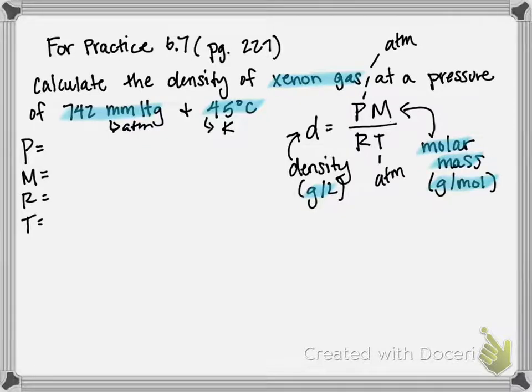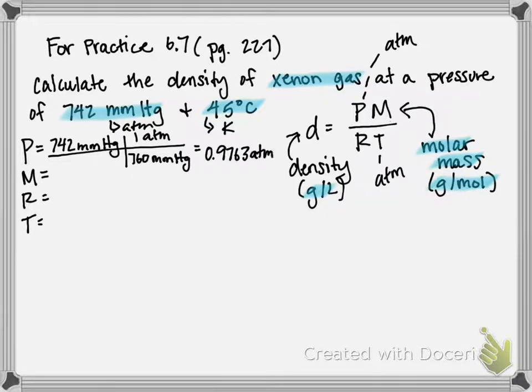So our pressure, 742 millimeters of mercury, but we need to convert it. So we're going to divide by 760 millimeters of mercury equals 1 ATM to get a pressure of 0.9763 ATM.